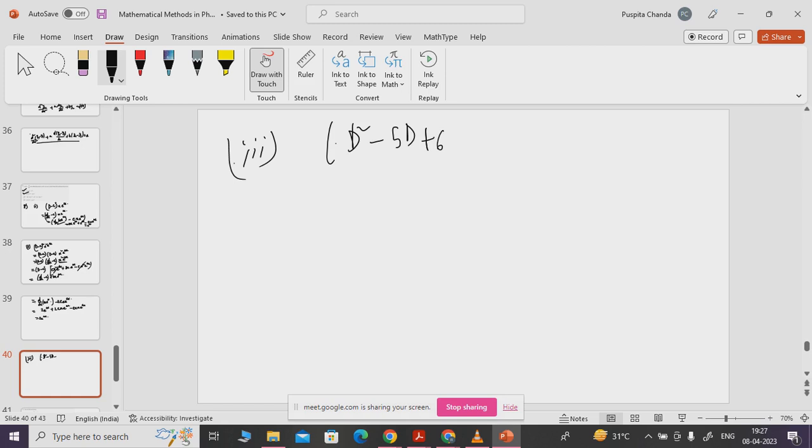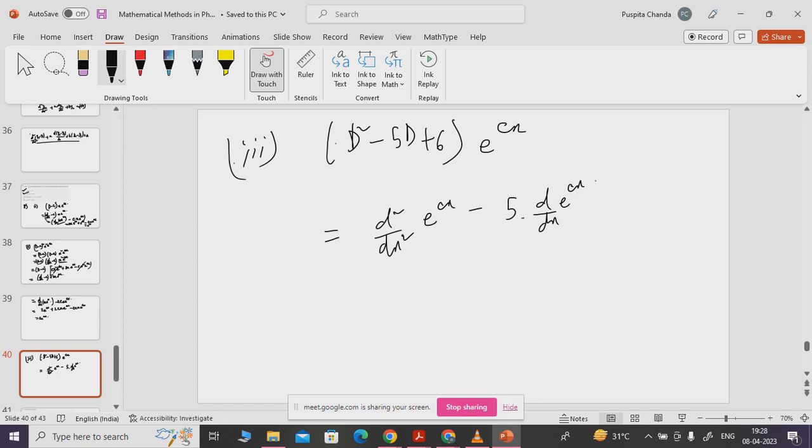See, in the next question they have given d square minus 5d plus 6. You can break it, but it is always best, when you are asked to prove, to use the operator the way they have given. So it will be d square e to the power cx minus 5 d e to the power cx.